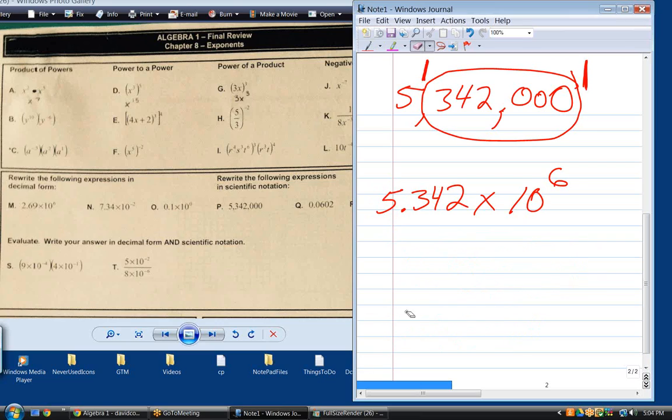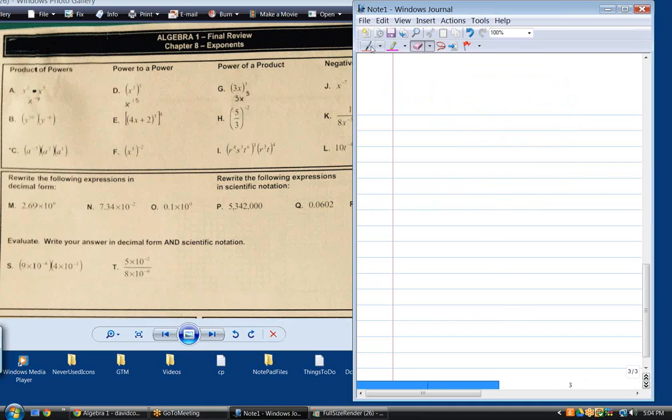Okay. Point 0602. What's the first number? What's the first thing going to be? Figure out what the first number has to be. The first number has to be between 1 and 10. So what does it have to be? 6.02. So we know that much for sure.